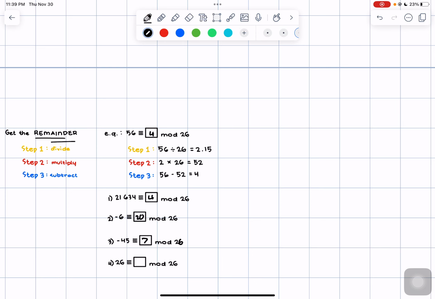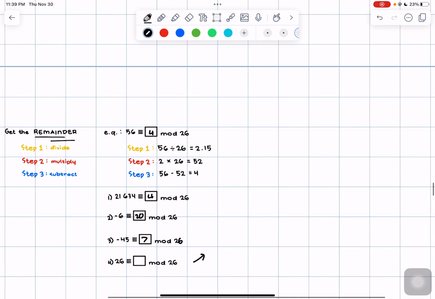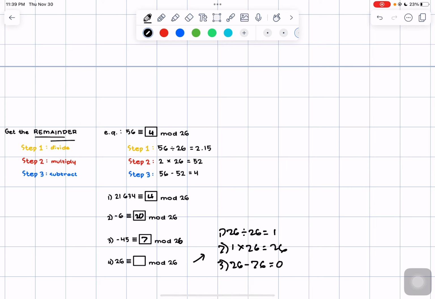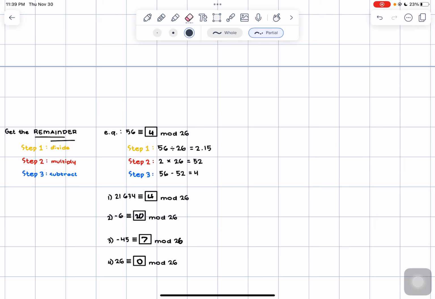Lastly, the answer to this last one is just 0. Why? Following the steps, we have 26 divided by 26, that's just 1. 1 times 26, that's 26. And lastly, 26 minus 26, that's 0. So the answer is 0. I hope that's clear.